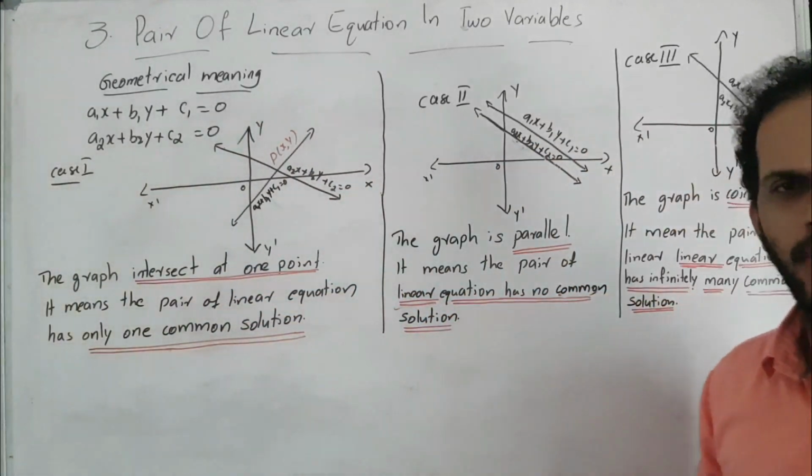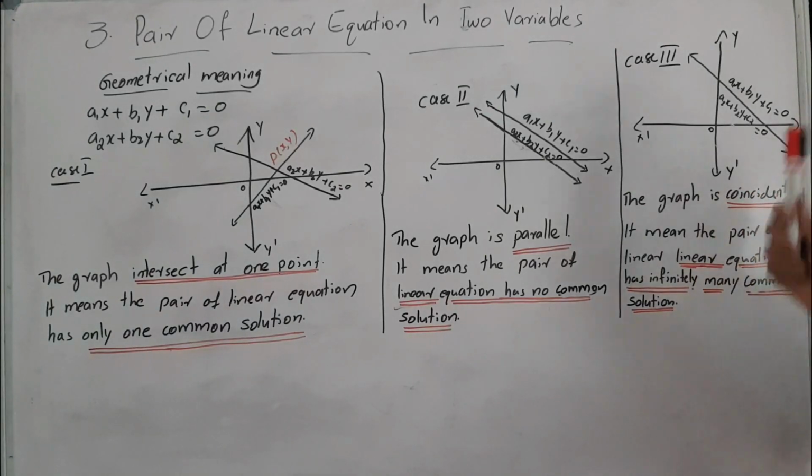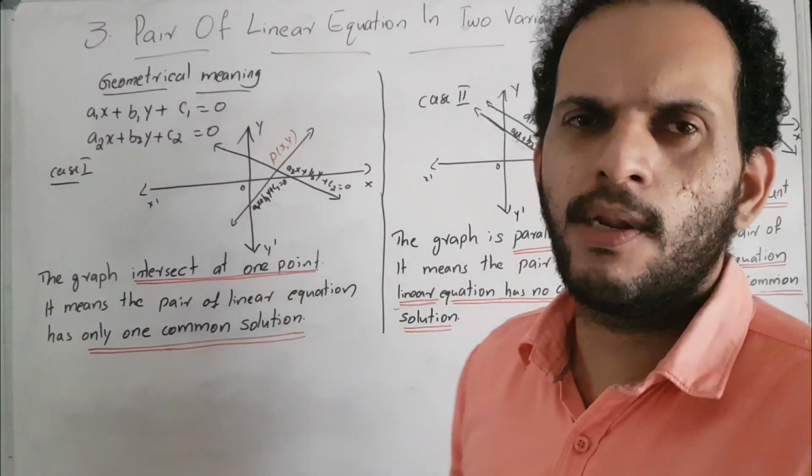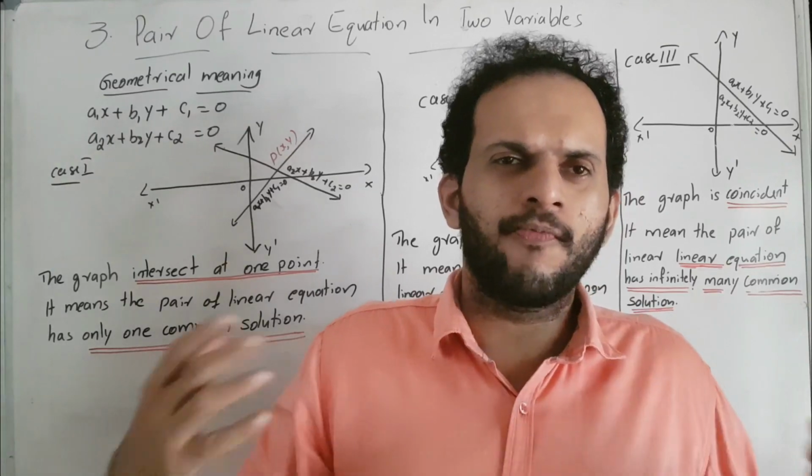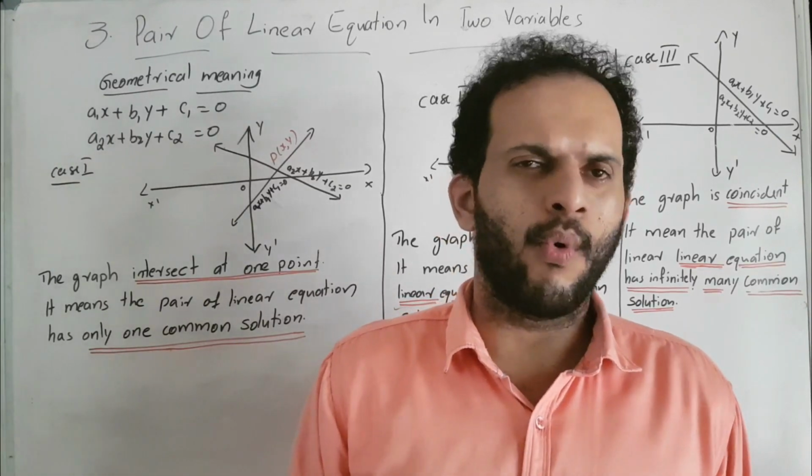They are coincident. What is the meaning? The graphs being coincident means the pair of linear equations has infinitely many solutions. The pair of linear equations has infinitely many common solutions.